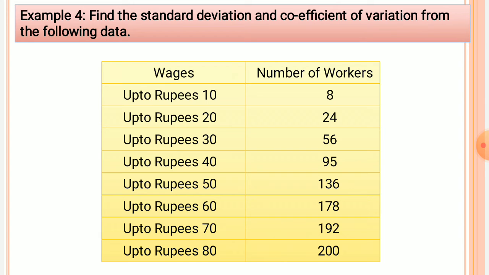So here we can understand that in each case we find there is a difference of 10. Therefore we have to convert it into ordinary frequency distribution. So here up to rupees 10 means 0 to 10. Up to rupees 20 means 10 to 20. Up to rupees 30 means 20 to 30, 30 to 40, 40 to 50, 50 to 60. So like that we have to take into account.